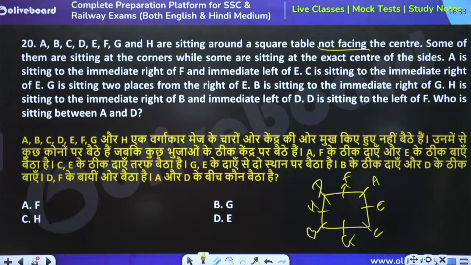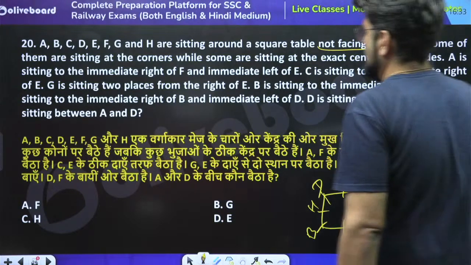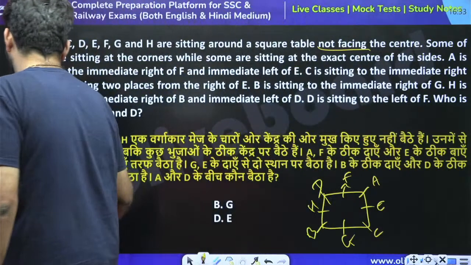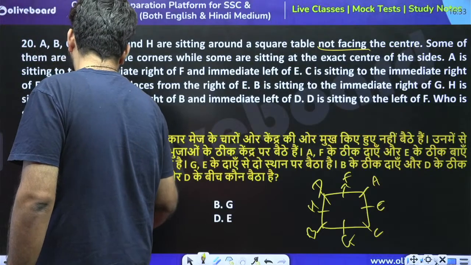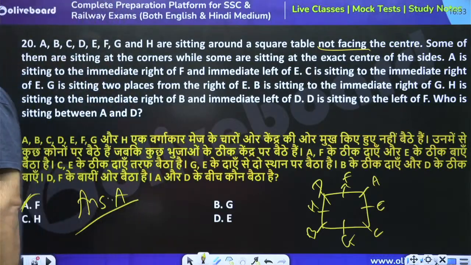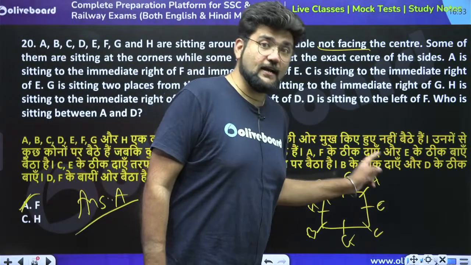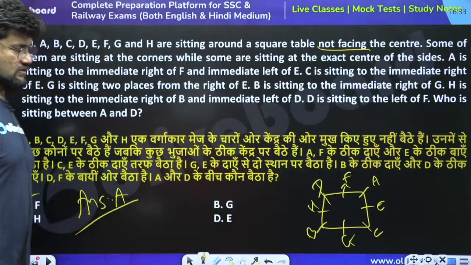Who is sitting between A and D? Oh, this is pretty easy. F. Option A is the correct answer. Okay, since the corners were not mentioned here, that was not a problem. But if they mentioned that A is between F and E, let's say, and A is not at a corner, then your sitting will change. Okay.